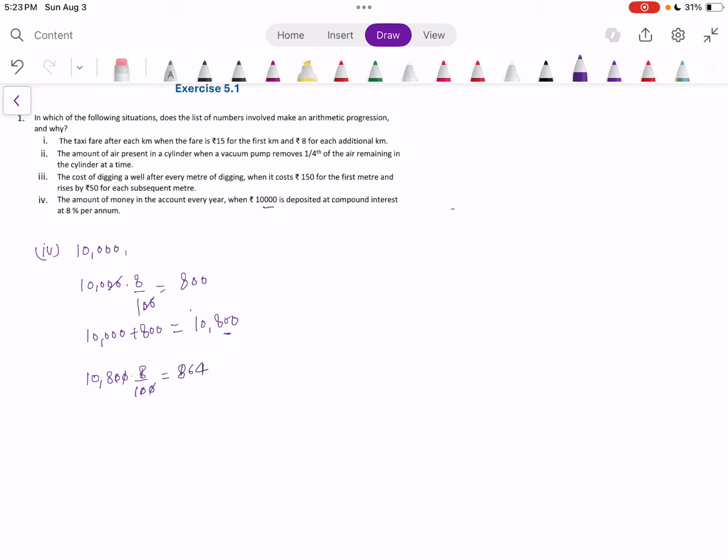That's what I think. But I've solved the problem, so I know how much that would be, 108 times 8, 864. That means at the end of the third year, the amount would be 10,800 plus 864, which is going to be 11,664.